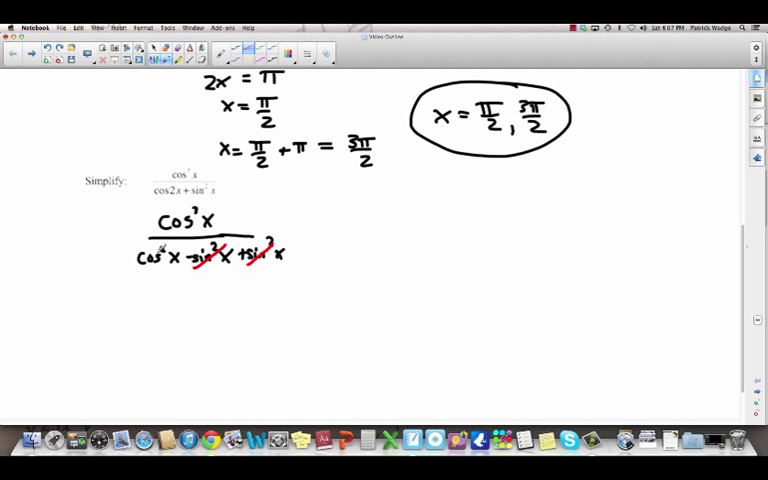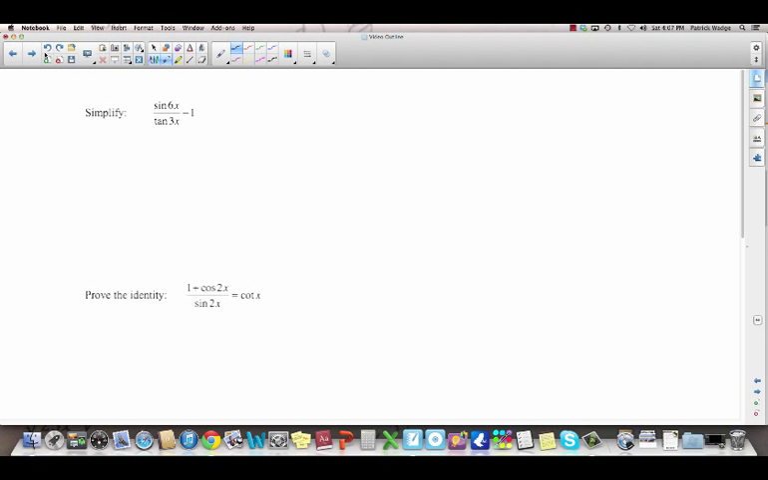Well, if you got 3 in the top and 2 in the bottom, you can cancel both of them out down there, 2 of them up here. What you're left with is cosine x. That is a very simple answer, and we are finished. Simplify again. Okay, we're going to try another one.